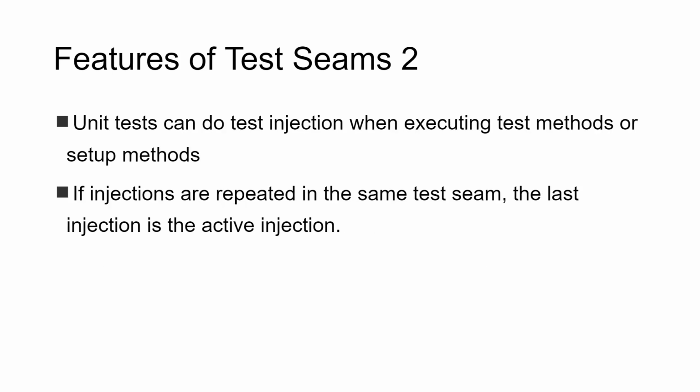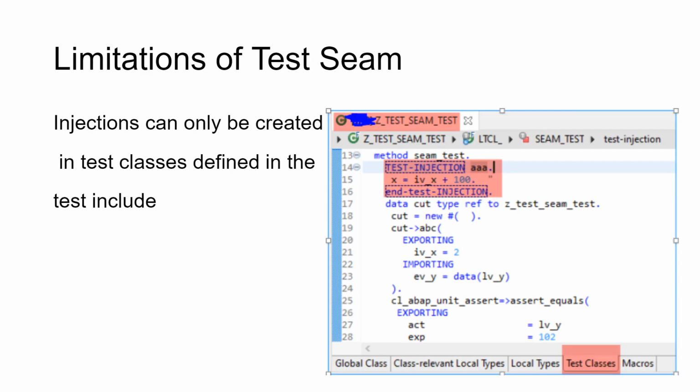Unit tests can do test injection while executing a test method or setup method. If injections are repeated in the same test seam, the last injection is the active injection. A limitation of test seam: an injection can only be created in the test class defined in the test include.